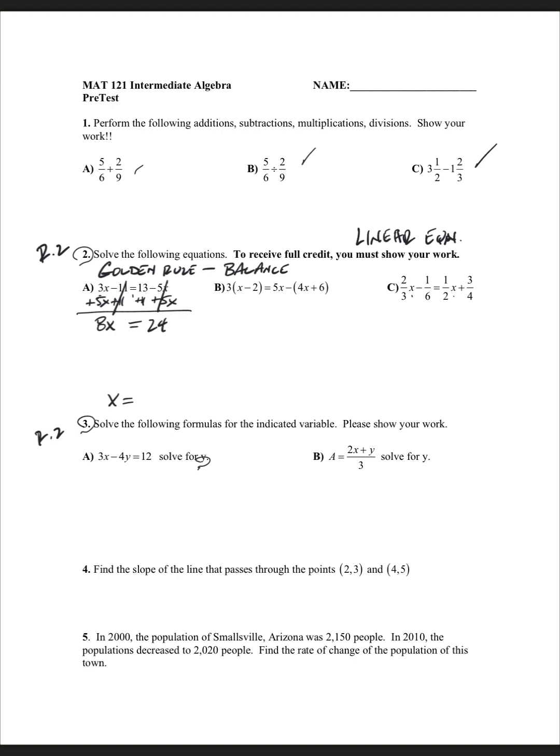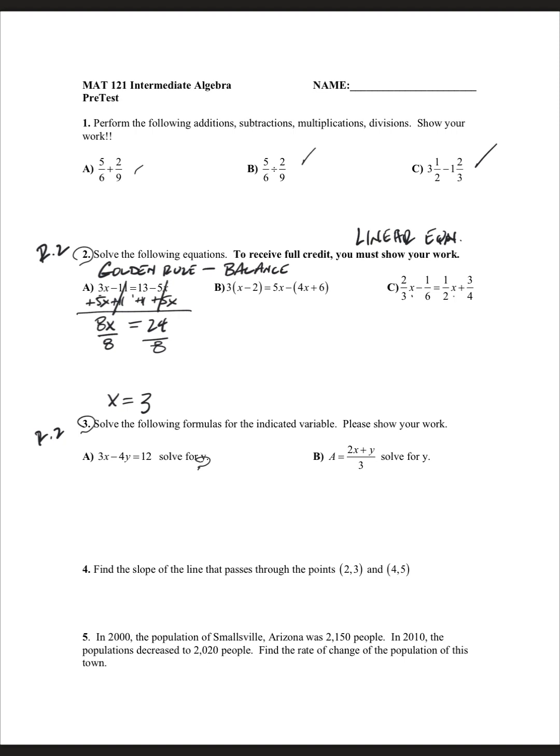So you can already begin to see that by that one round of golden rule action, we're starting to get that x by its lonesome. One more round of golden rule, if we divide both sides by 8, we end up with the fact that x is equal to 3 as our solution. All right, so there we have it.